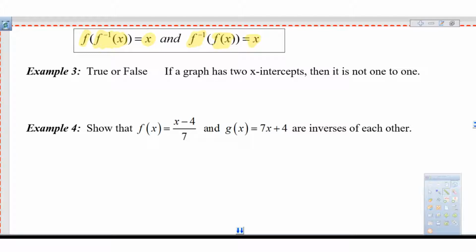True or false? If a graph has two x-intercepts, then it is not one-to-one. Let's draw a picture. Everybody draw an xy axis. Now give yourself two x-intercepts. So just go dot, dot, anywhere. Is that one-to-one? Everybody tell me. No. So let's read the question: if it has two x-intercepts, then it's not one-to-one. Is that true or false? That's true. It's not one-to-one.